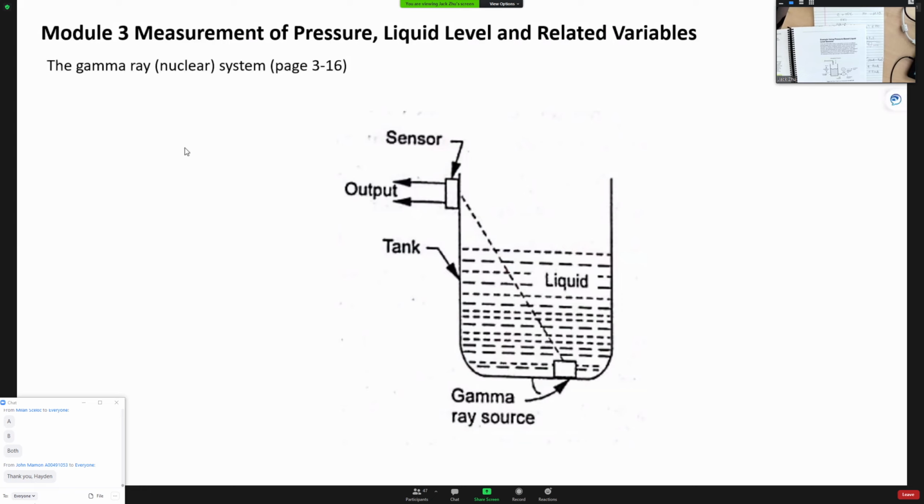Also, we can use gamma rays. They usually send radiation through the liquid, and then you have a receiver down here. Depending on the liquid level, this radiation travels through the liquid and we can also tell the liquid level, but this one has pretty limited usage. It's very accurate, but because the radiation is dangerous to humans and the environment, you've got to be really careful.